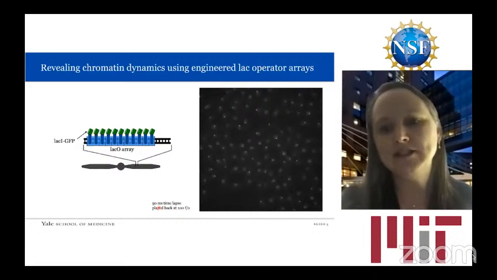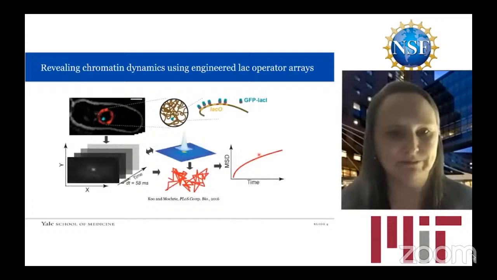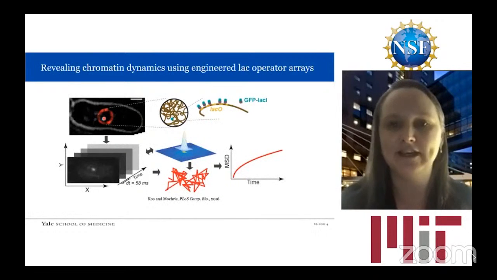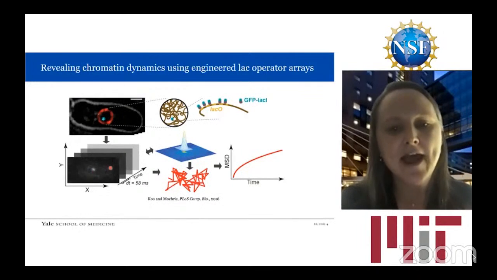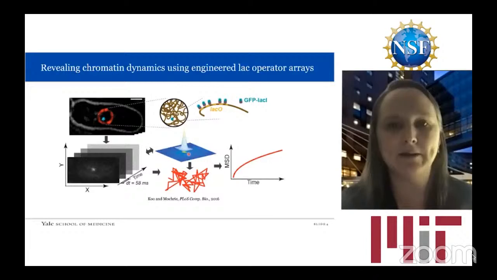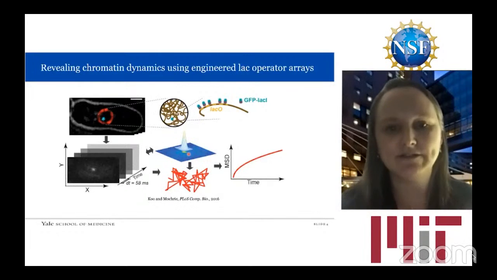So how do we go about taking this kind of dynamics of chromatin and extracting quantitative information? We do this by following the position of these lac operator arrays over time, as is depicted here. One nice thing about lac operators is that they are diffraction limited, and so they're really well described by the point spread function of the microscope. This allows us to reconstruct the position of the lac operator with high precision.